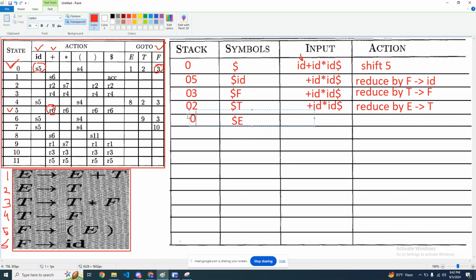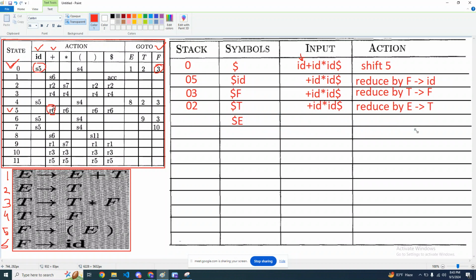In our stack we have 0. Now we need to see 0 of E. What is the 0 of E? It is go to 1. So we need to push 1 on top of the stack. Also, our input did not change. So our input will remain the same, which is plus ID into ID dollar.